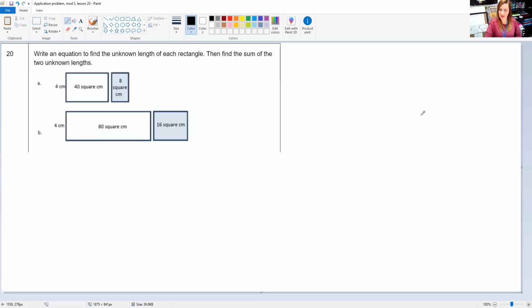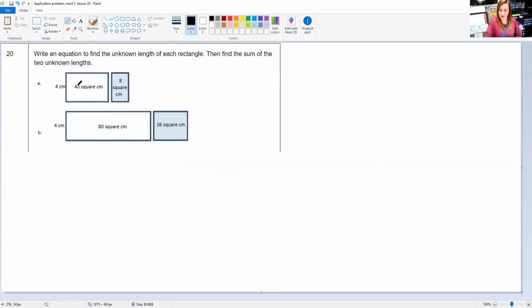Okay, we are looking at solving division problems without remainders using an area model. Let's look at our application problem. It says, write an equation to find the unknown length of each rectangle. Then find the sum of the two unknown lengths. So you have two different problems here.